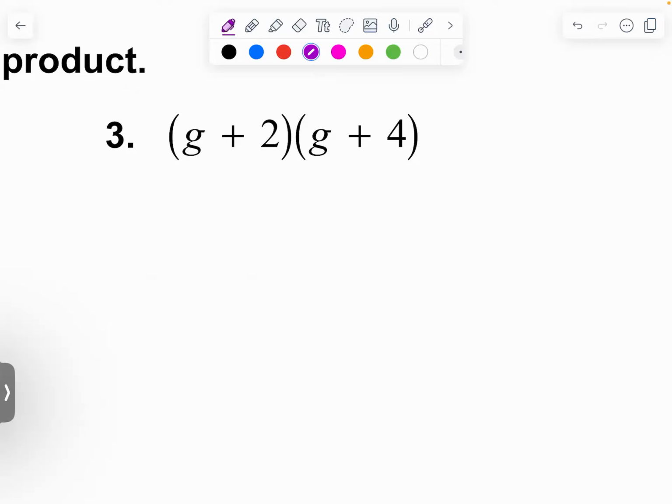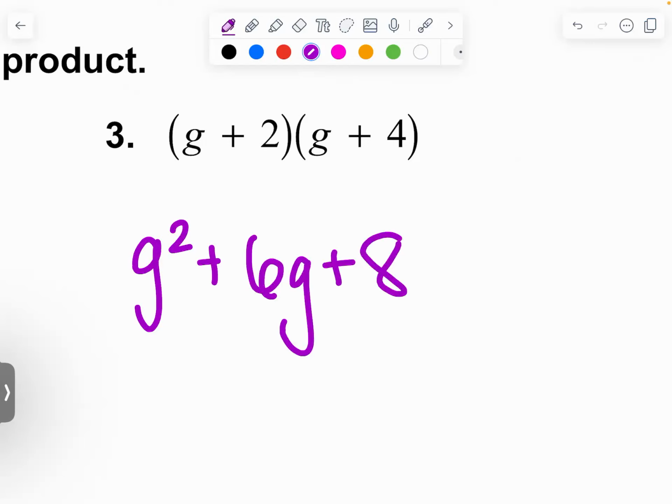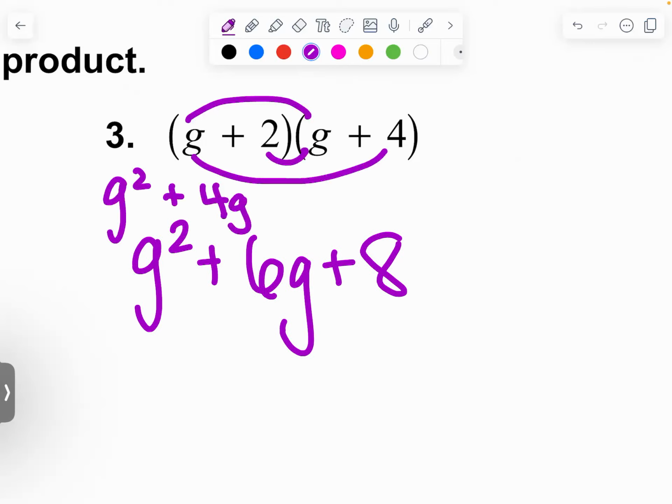Did anybody know what it was going to be before they actually did it? How'd you know? Drew, what'd you get? G squared plus 6G plus 8, because we have G times G, plus 4 times G, plus 2 times G, plus 2 times 4. So yep, I agree with that.